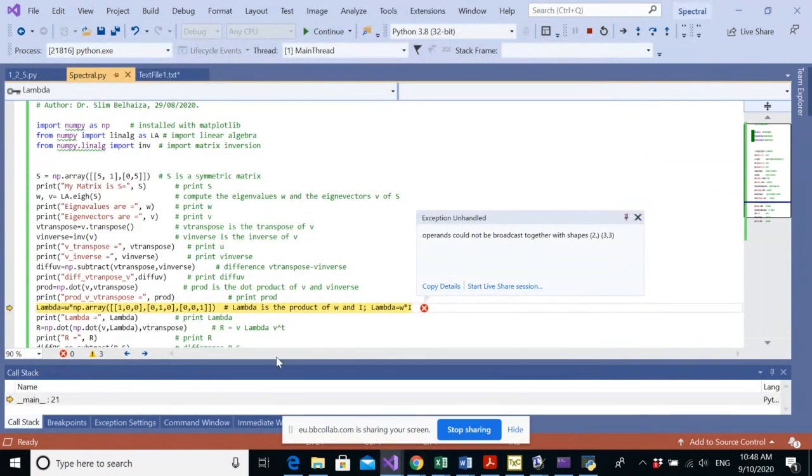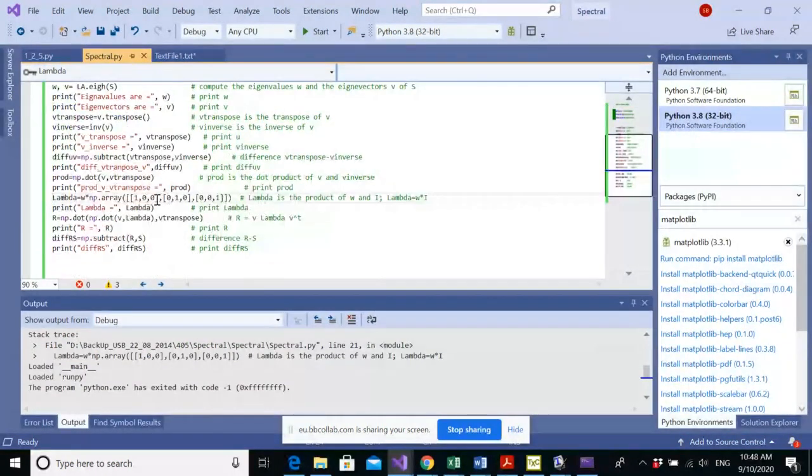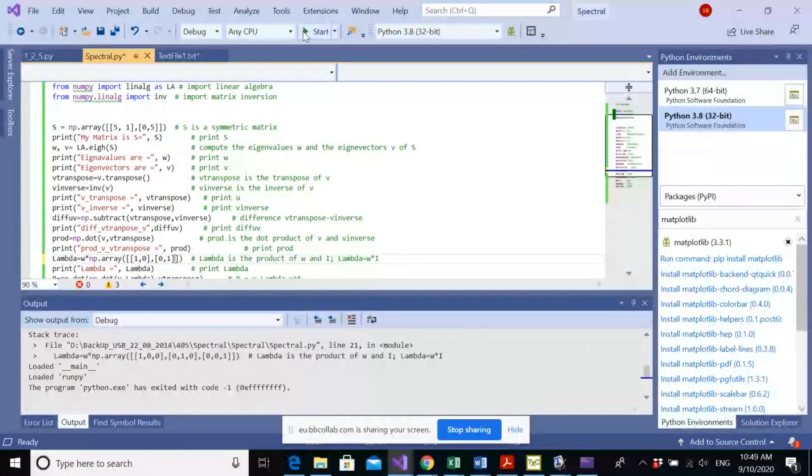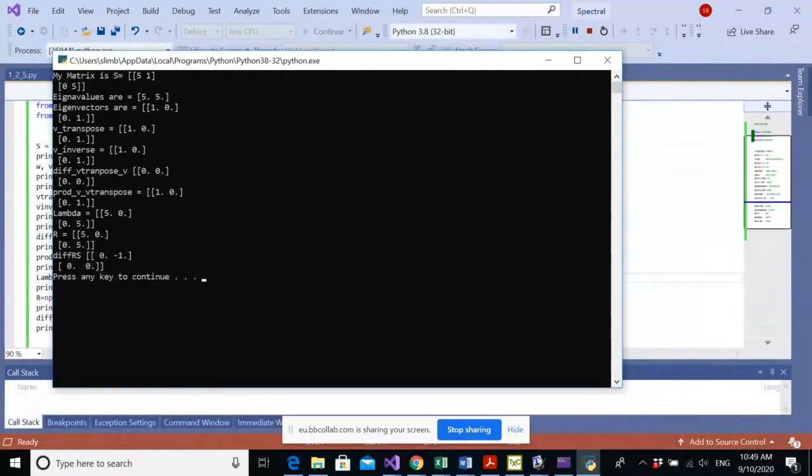Okay. There was a problem here because I didn't change the identity matrix. It should have been here. I think this should work. So you see, here we have the eigenvalues and eigenvectors. Eigenvalues are 5, 5. Eigenvectors are 1, 0, and 0, 1. And we have the remaining information.